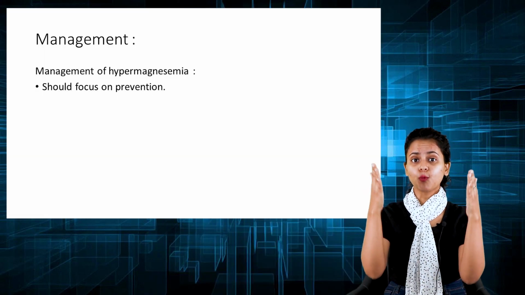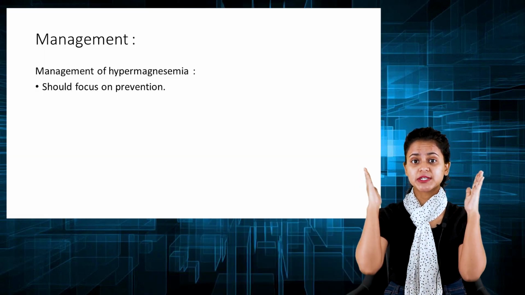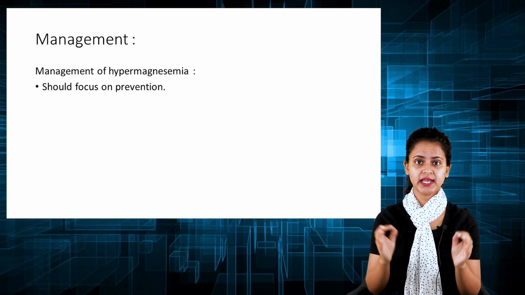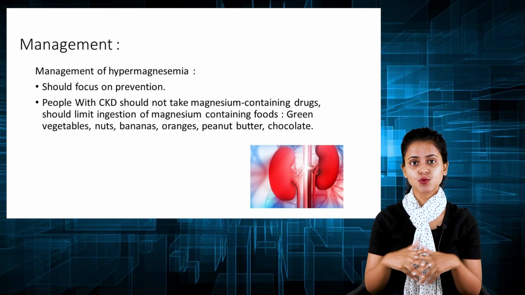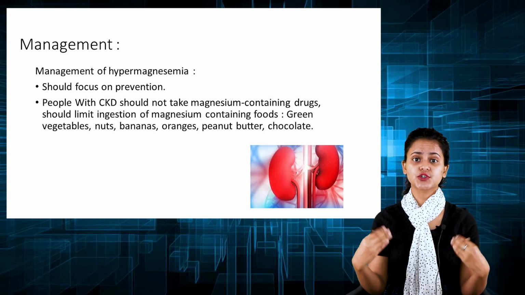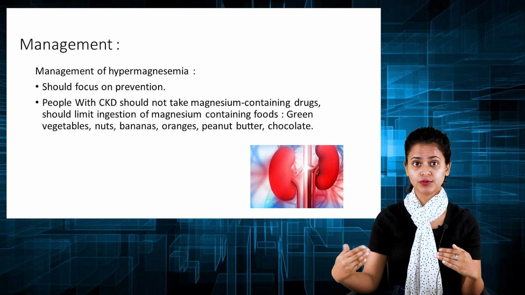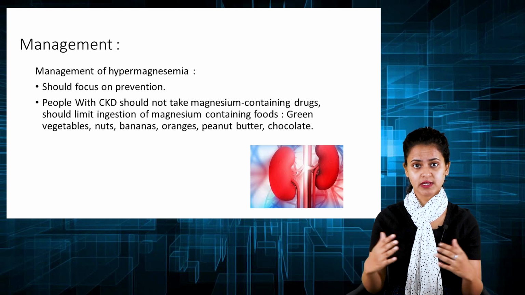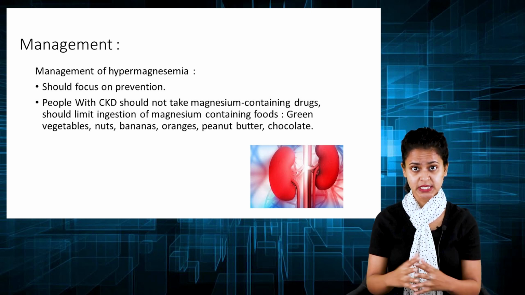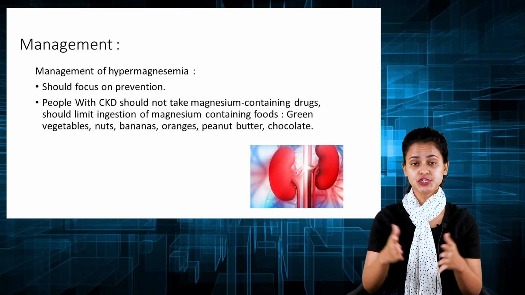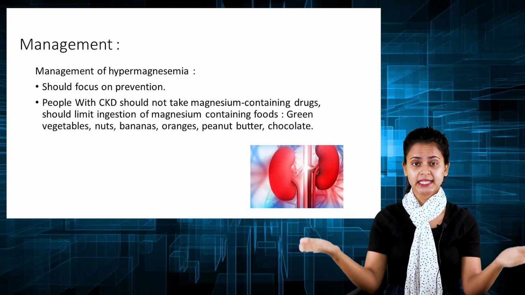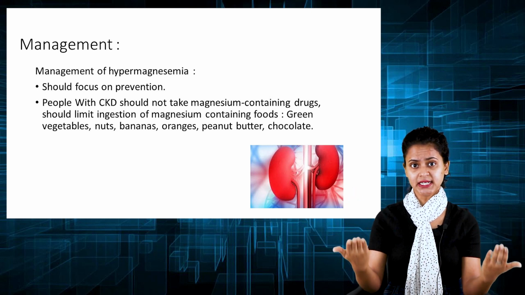Now we are going to learn about the basic management and treatment to prevent or manage the condition of hypermagnesemia. While discussing the management, it is to be noted that prevention plays a very important role. As we have seen, a person with chronic kidney disease or diabetic ketoacidosis has an increased risk of developing hypermagnesemia. That is the reason prevention plays a very important role.